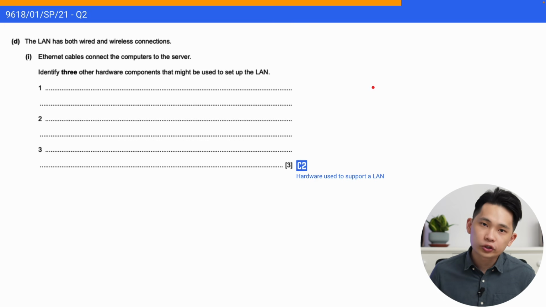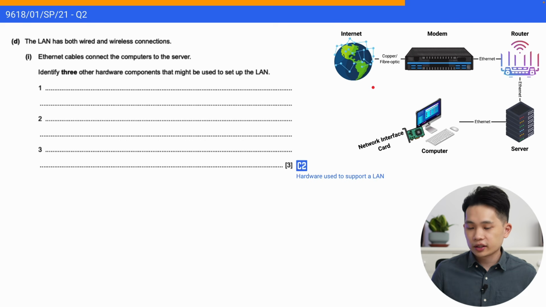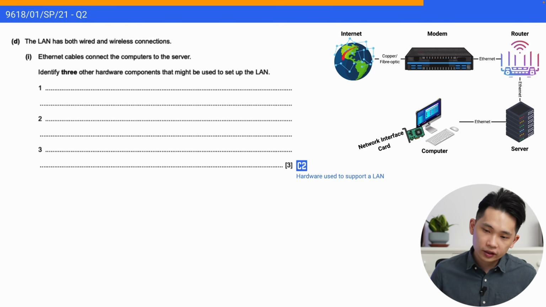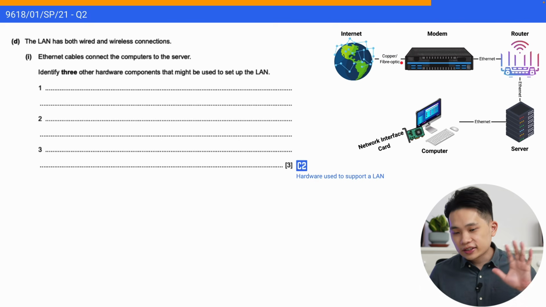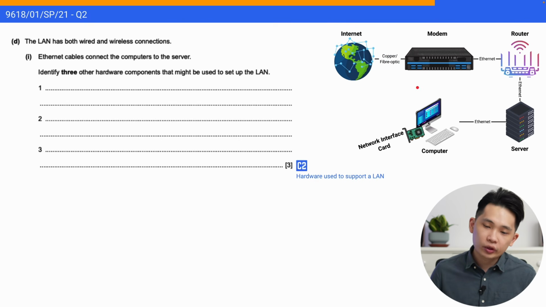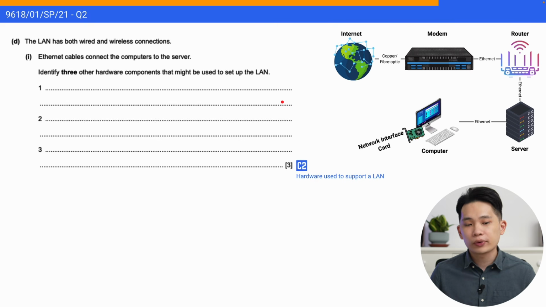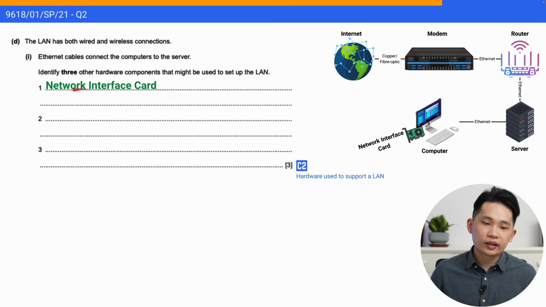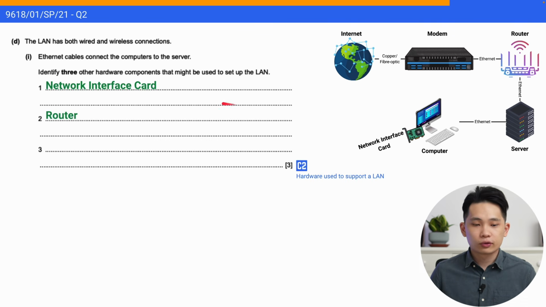Let's look at the picture I drew on the right here. Starting from the bottom, we have the computer with a network interface card connected to the server using Ethernet cable, and then server to router, router to modem, and then modem to the internet through copper or fiber optic cable. Then we can just select any of the items here and put it as an answer. So for example, the first answer we can just put network interface card based on the diagram here. And next will be just router, and finally will be just modem here.